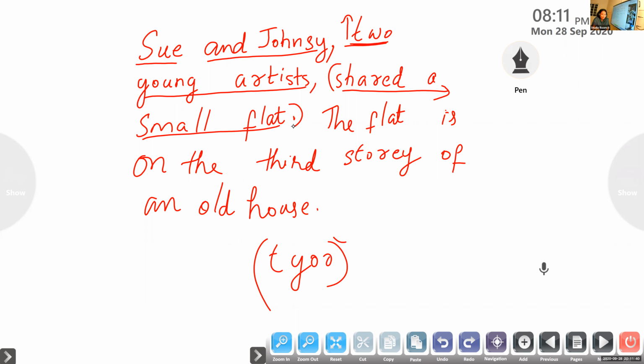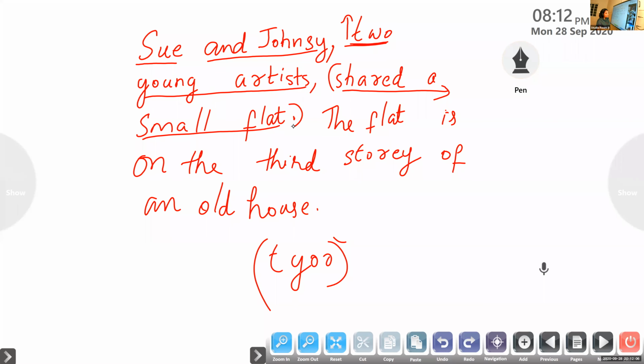Say it faster. Shared a small flat. Faster. In 2 seconds, you finish it. Shared a small flat. More faster. Shared a small flat. There is no "a". That's it. Shared a small flat. Perfect. That's how it is. I hope you understand, Rohan.